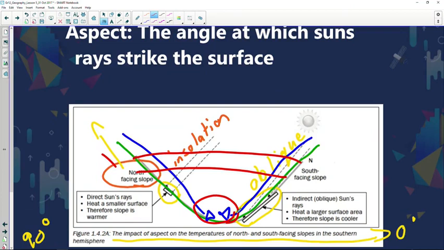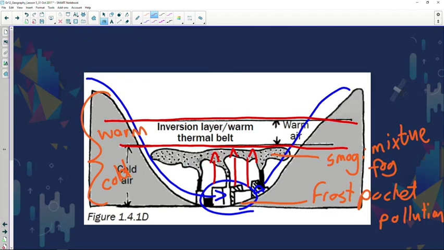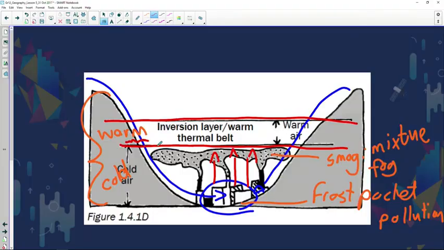Now, another reason for the settlement taking place up the slopes rather than down the slopes, if we look at the previous slide, is the smog that's being created. Smog is a mixture of pollution and fog. If we live in this area over there, we won't be affected by the smog that's been trapped below the inversion layer.